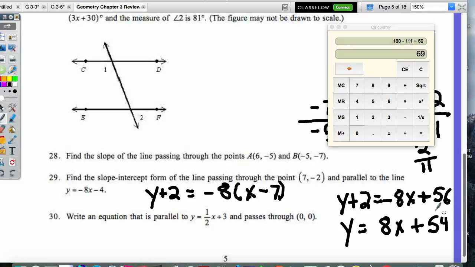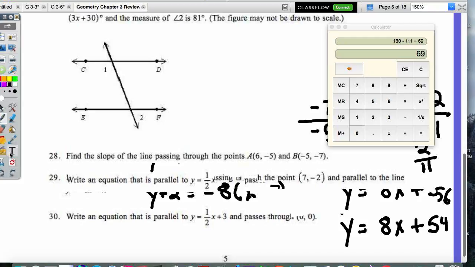Now, let's say they got really tricky, or I got really tricky, and I asked you to do this. I don't know why it's doing that.